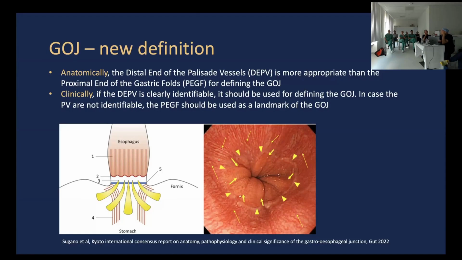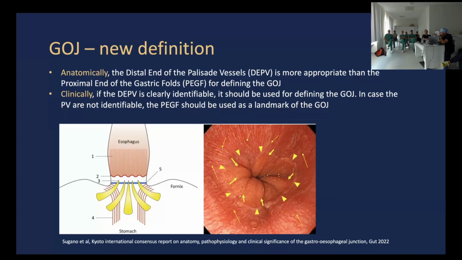There is a new consensus document on the gastro-oesophageal junction, whereas previously I don't think we had a very structured way of defining the gastro-oesophageal junction as endoscopists. Now we do. We previously used the proximal end of the gastric folds to define where the gastro-oesophageal junction started. And now the recommendation is that we use the distal end of the palisade vessels to do so.